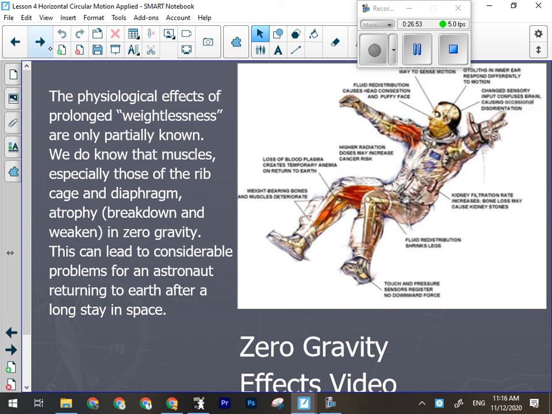Your fluid redistribution shrinks your legs. You actually grow when you go into space. You can be like 2.5 inches taller in space because gravity's not pulling your joints together. You can kind of spread out, so you can be taller in space. Your weight-bearing bones and muscles deteriorate. All of that kind of stuff can be a big deal.